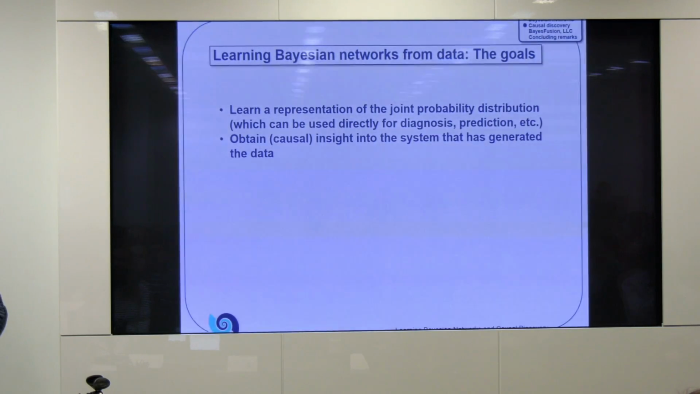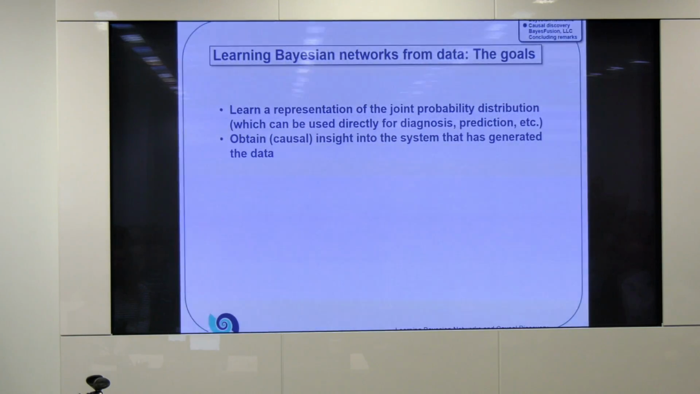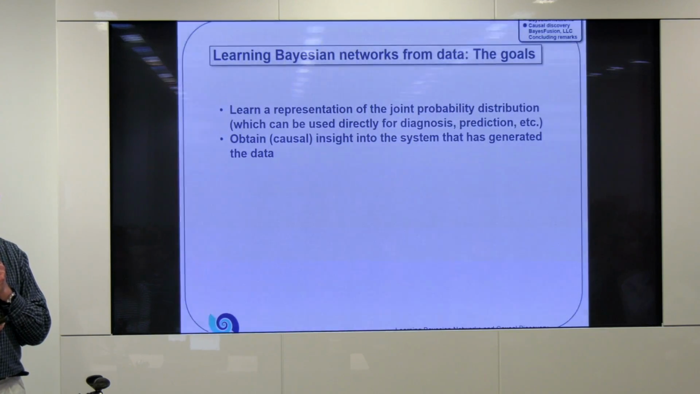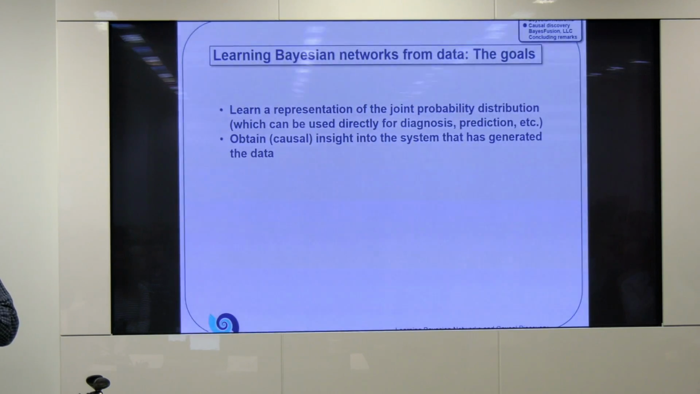We learned the representation of the joint probability distribution because it's useful. We can use it directly in expert systems, in decision support. Obtaining causal insight is another use. When you do it interactively, you can play with the data, and you can tell a company why their customers are leaving, what methodology for advertising works best, etc. With a lot of data, we can find out what causes what.